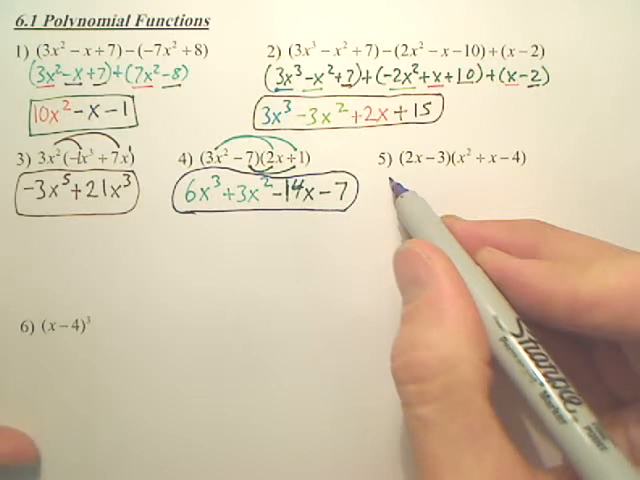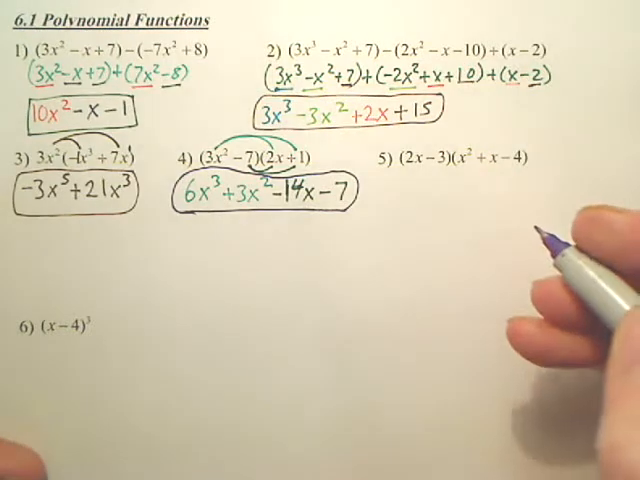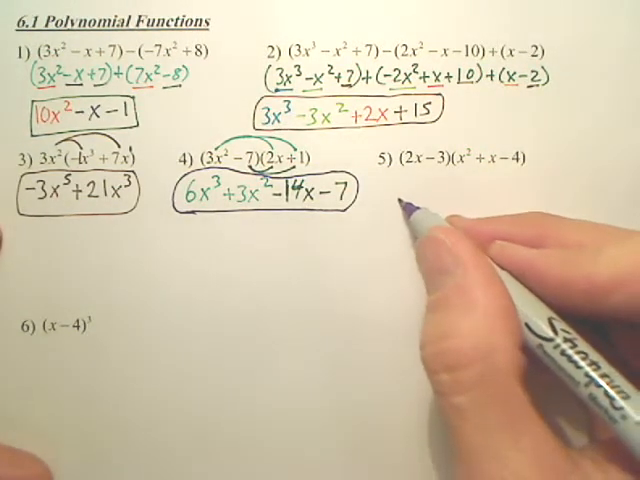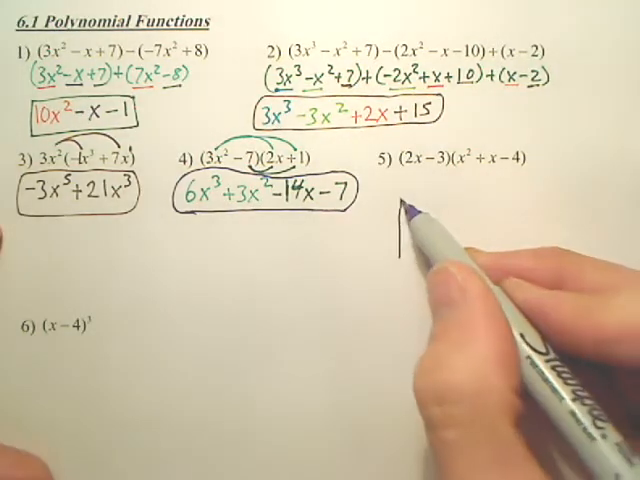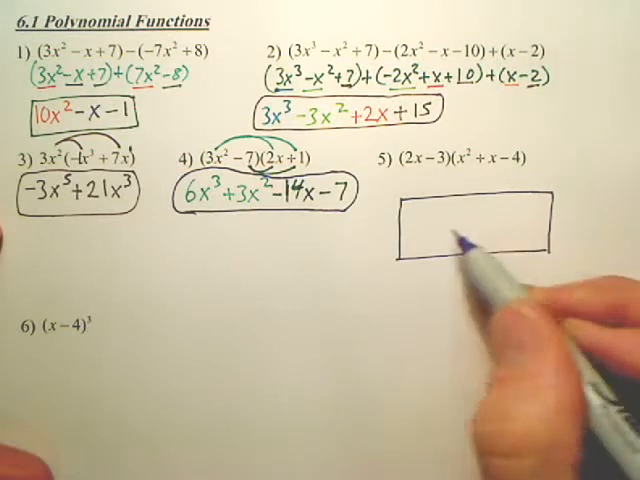Number 5. We're going to FOIL, but you do a double FOIL. Now, I'm going to try a different method than FOILing. You can do this or another way. I'm going to do this little box thing. Some people like this little box. Some people don't like it.